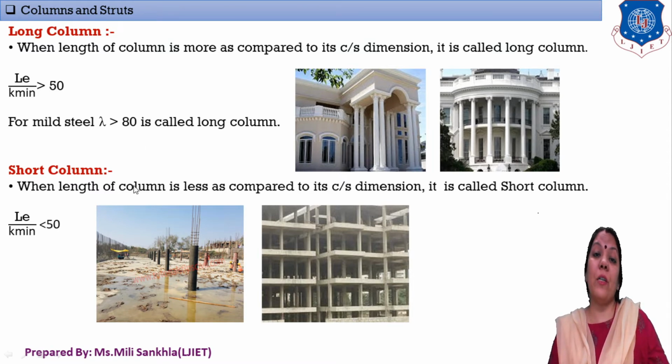Okay, next, what is a short column? If the length of the column is less compared to its cross section dimension, then that is known as our short column. And again, with respect to this relation, the ratio of effective length to minimum radius of gyration is less than 50, then this column is known as a short column. And here again I take two figures. Look at this. In the first figure the length of the column is less. In the second, this is a frame structure, and again here the length of the column is less, and this is our short column. Simply the definition of long and short column: for long column and short column, the length of the column we compare with its cross section dimension.